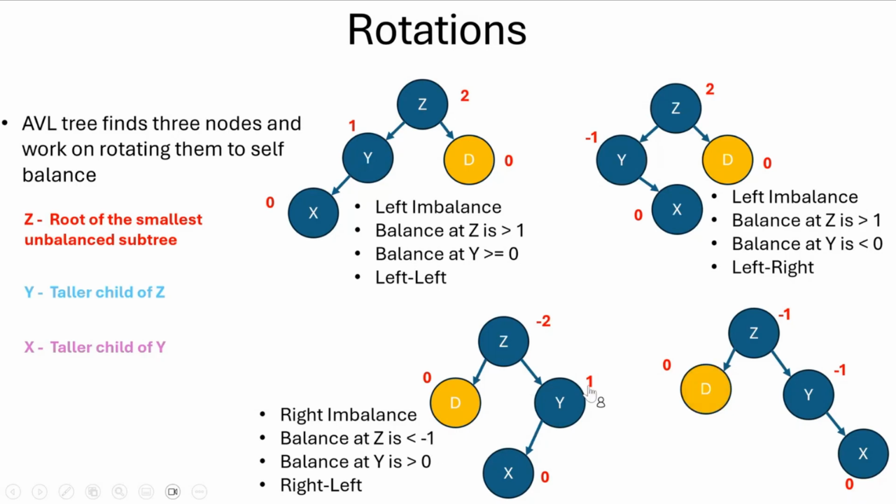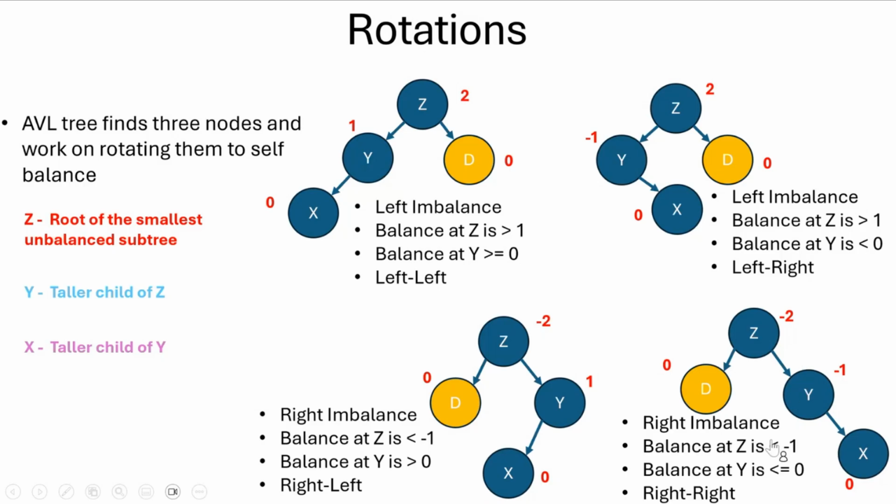And the last case, let's say we delete the node D here. The balance at node Z becomes -2, which means it is a right imbalance. So the balance at Z is less than -1, but the balance at Y is less than or equal to 0. It means it is right heavy. Basically, the right subtree of Y has more height. So this is how the 4 imbalances are detected in case of delete operations.